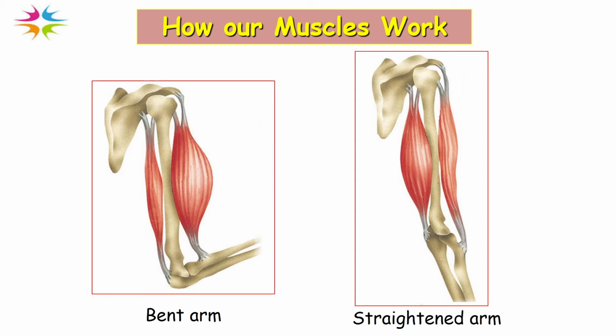And you've got the triceps, which are at the back, and they are relaxed and longer. Then when you straighten your arm, the triceps contract and the biceps relax. So the triceps here have become shorter and fatter compared to the picture on the left, and the biceps are longer and thinner. And that is how you're able to straighten and bend your arm.